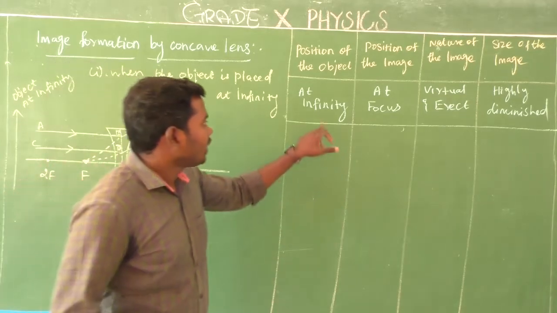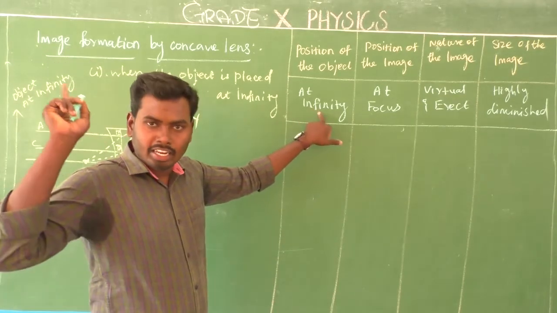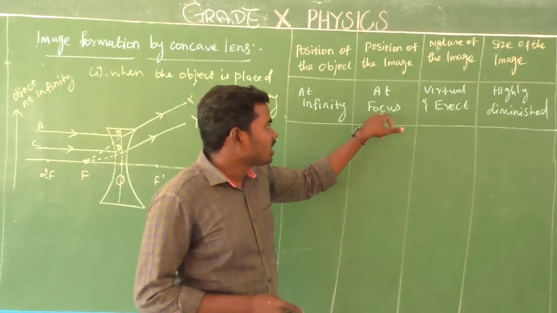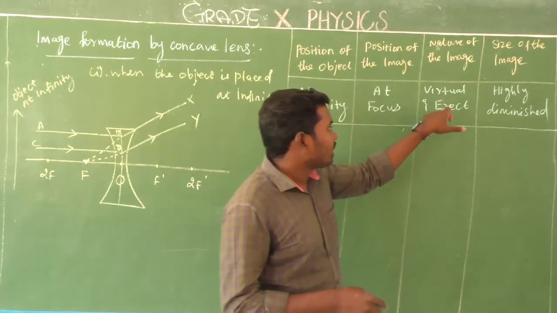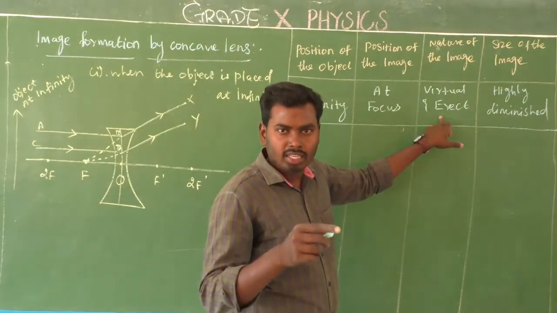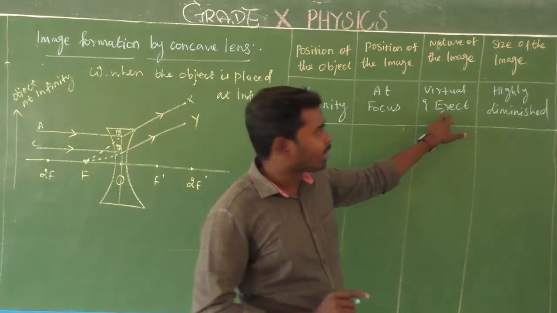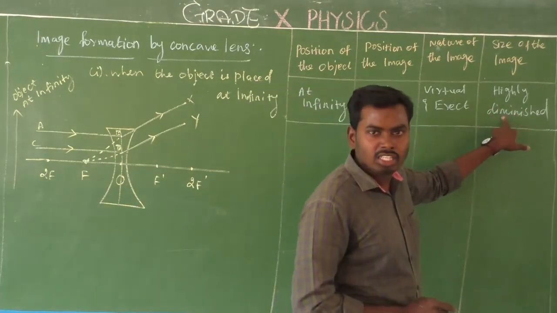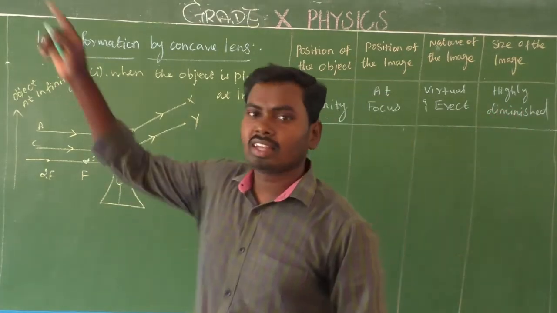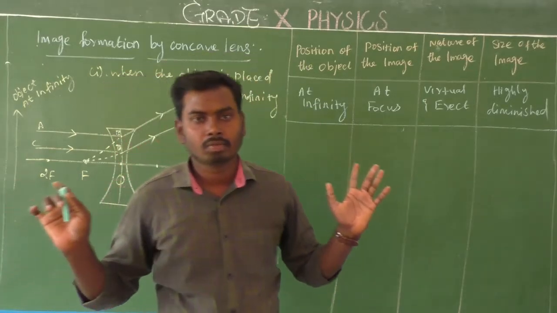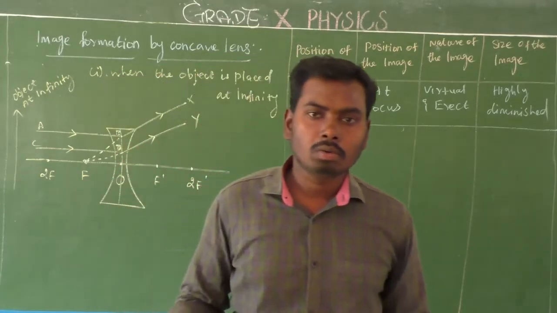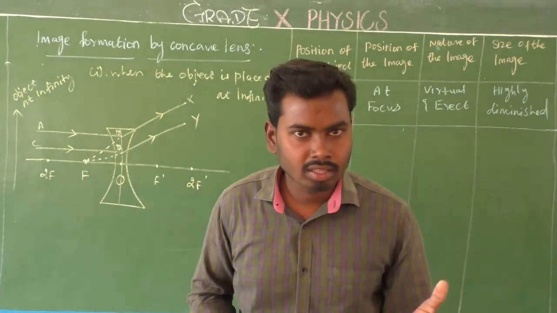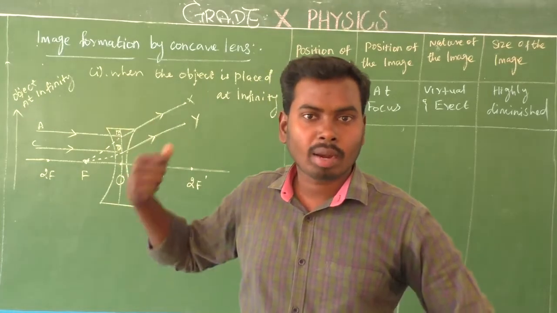So the first one is that if you place the object at infinity from the convex lens, the image will be found at focus. That image will be a virtual image. All virtual images are erect images. Then the size of the image will be highly diminished compared to the object size. That's all. Is there any problem? No, very simple. Don't try to memorize anything. You try to understand the concepts I'm telling here.